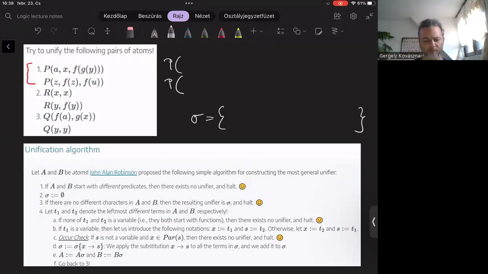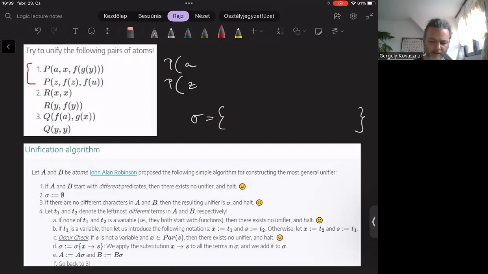In step 3, we have to check if there are different characters in the 2 atoms, and yes, we can find 2, A and Z. They are different. In step 4a, we have to check if any of those 2 terms is a variable. This is important. One of them must be a variable. I forgot to tell you that A is a constant in this exercise. X, Y, Z, and U are variables. Therefore, in this case, yes, Z is a variable, A is a constant, so we can keep going.